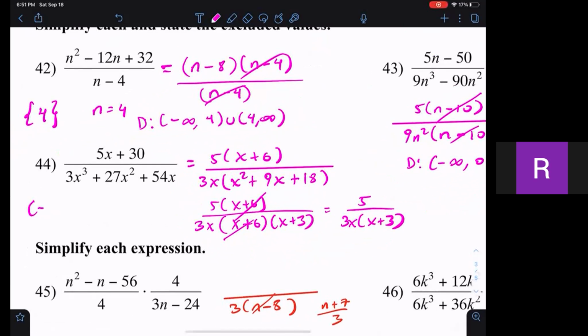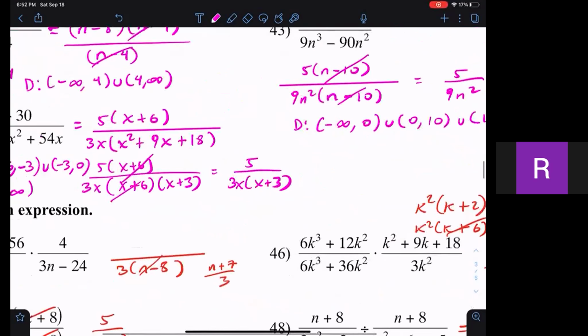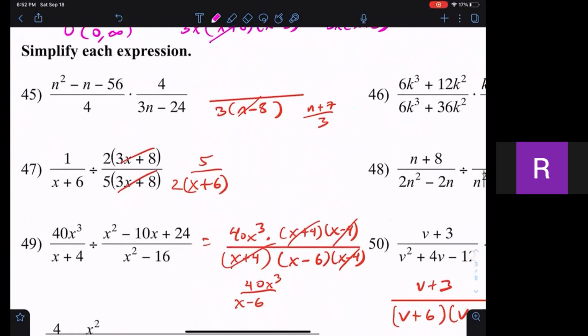So negative 6, we said negative infinity, negative 6, union negative 6, and negative 3, union negative 3, 0, union 0, infinity, right? Yes. Or you can say excluded values are 0, negative 6, negative 3, right? Okay. That's it, right? Okay, now we need to simplify expressions, I said.